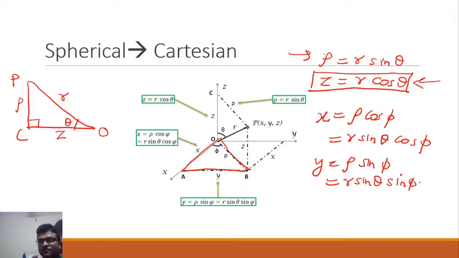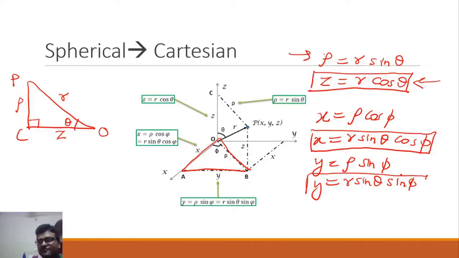So without even knowing it, we have converted this. z we have converted already, x we have written in the form of the spherical coordinate system, and y also in the form of r theta phi. So our aim is now done. What we planned was that the right hand side should be in the form of r theta phi, and it is, and the left hand side should be in the form of xyz. So this is how you will convert the spherical coordinate system into the Cartesian coordinate system.